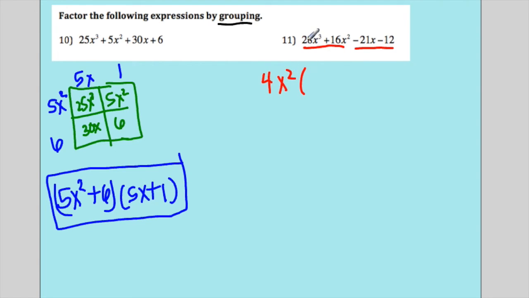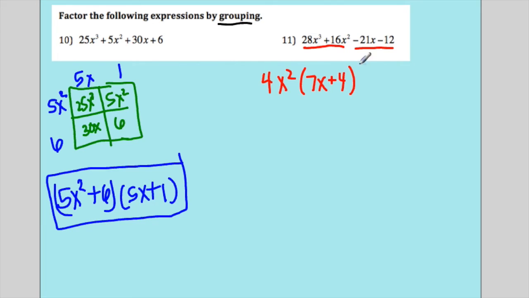Okay, well, 28 times what gives you 4? Or sorry, 4 times what gives me 28? That is 7. X squared times what gives you x to the third? 7x. 4 times what gives you 16? So it's plus 4, because 4 times 4 is 16. And then x squared, we already got it, so we're good. So that's from looking at this first part.